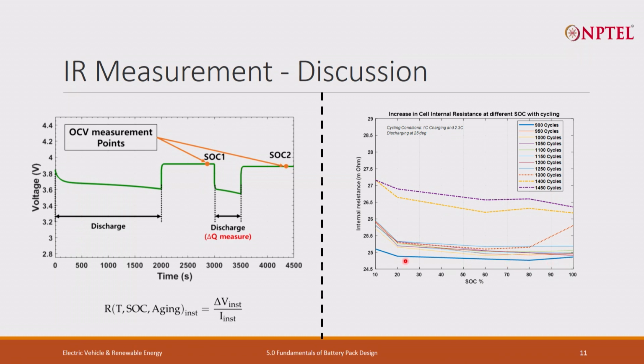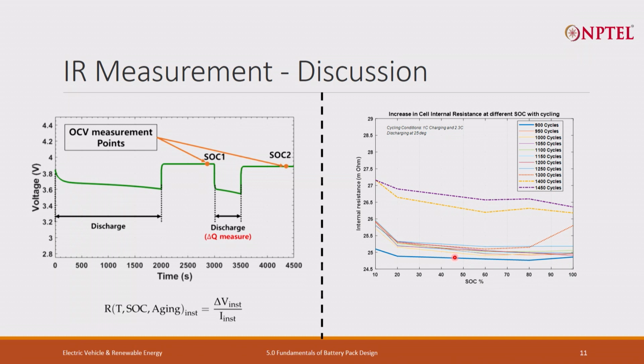But as the cell goes on aging, you see this curve keeps shifting up. So resistance actually keeps increasing with age, and at around 1450 cycles there is a big increase in the resistance. This is called power fading of the cell. So the cell doesn't only lose capacity but also loses the ability to deliver power.